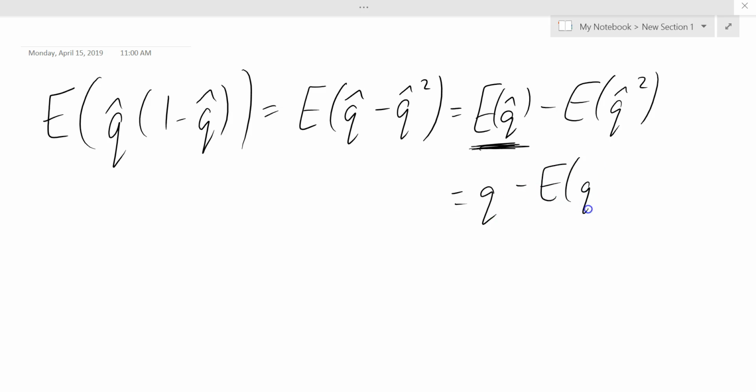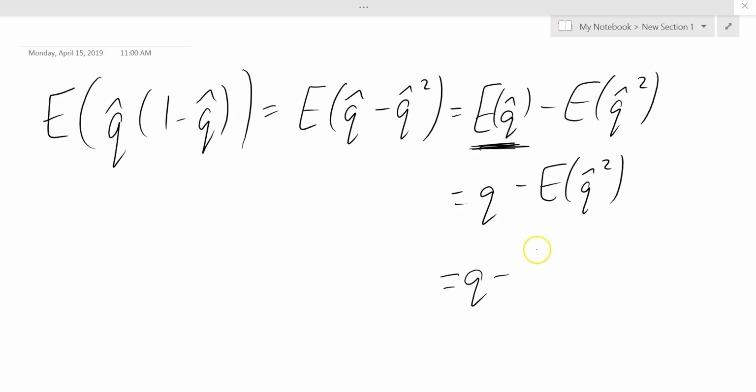All right. So I still need to figure out the expected value of Q hat squared, though. Probably, at least for me, the easiest way to do that is to rewrite the expected value of Q hat squared in terms of its variance and its expected value. We know variance of X is the expected value of X squared minus the expected value of X quantity squared. So the expected value of X squared would be the variance of X plus the expected value of X quantity squared.